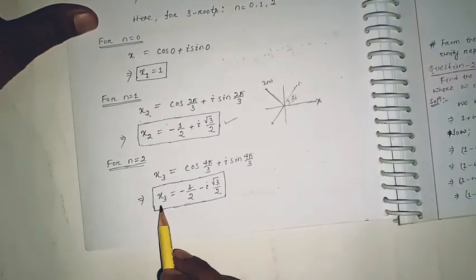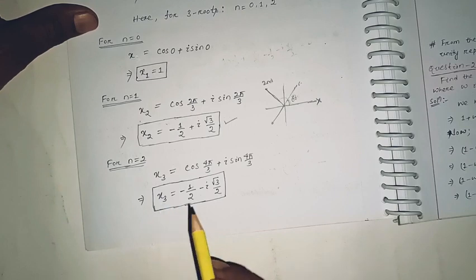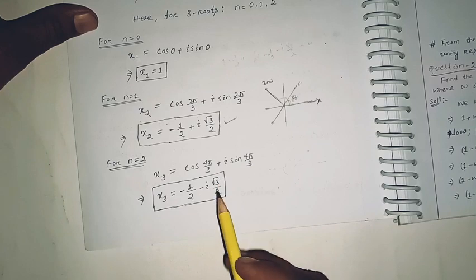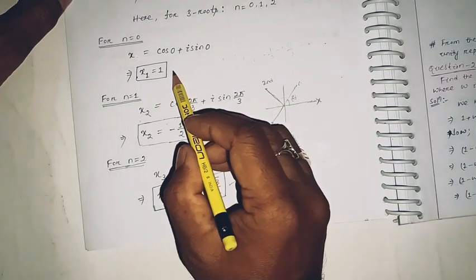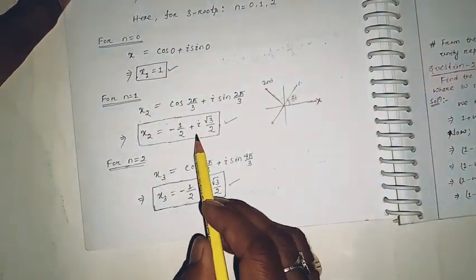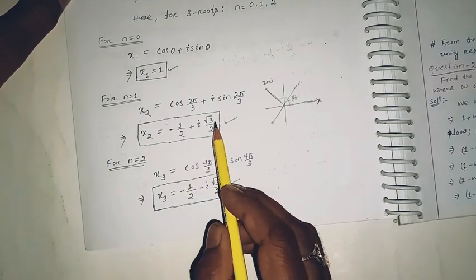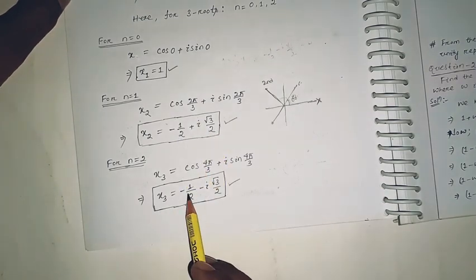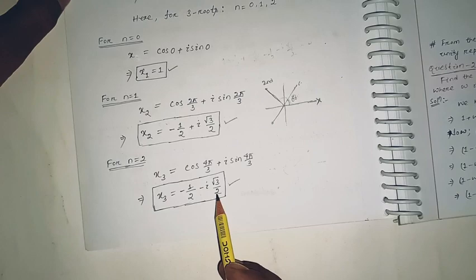So hence x3, that means third root, will be equal to how much? Minus 1 by 2 minus i root 3 by 2. So this is the third root. First root we found 1. Second root we found minus 1 by 2 plus i root 3 by 2. Third root we found minus 1 by 2 minus i root 3 by 2.